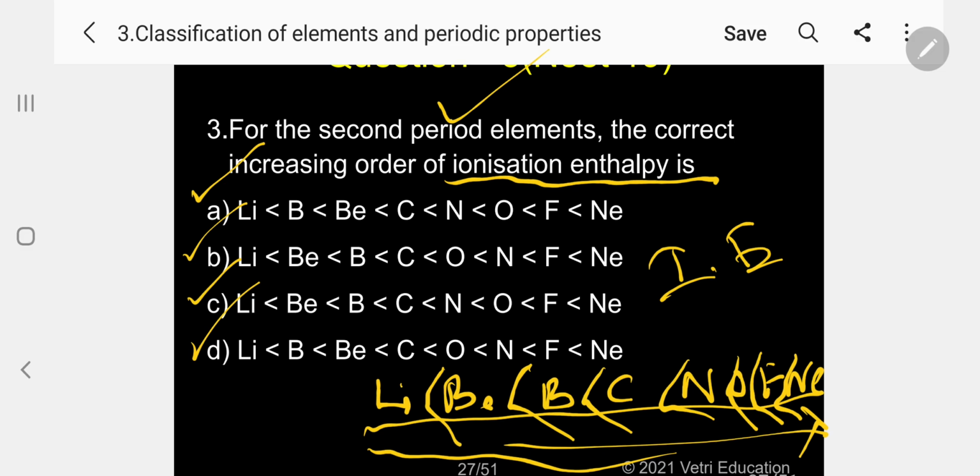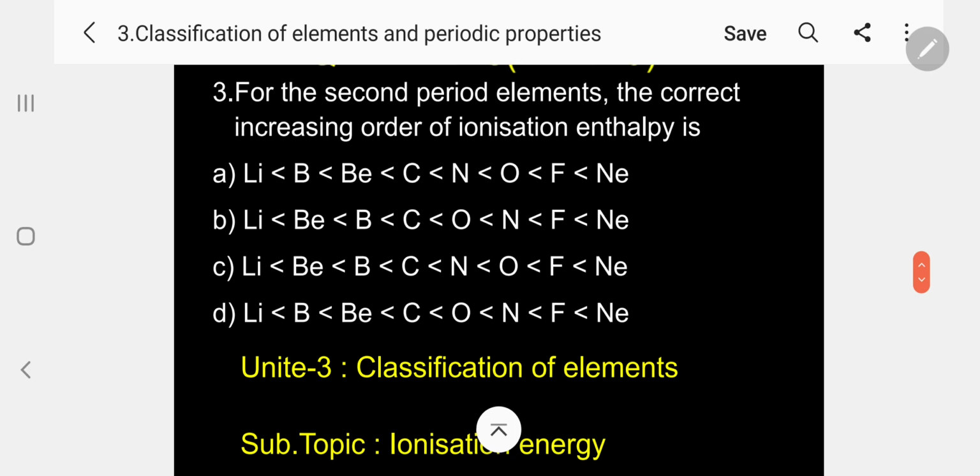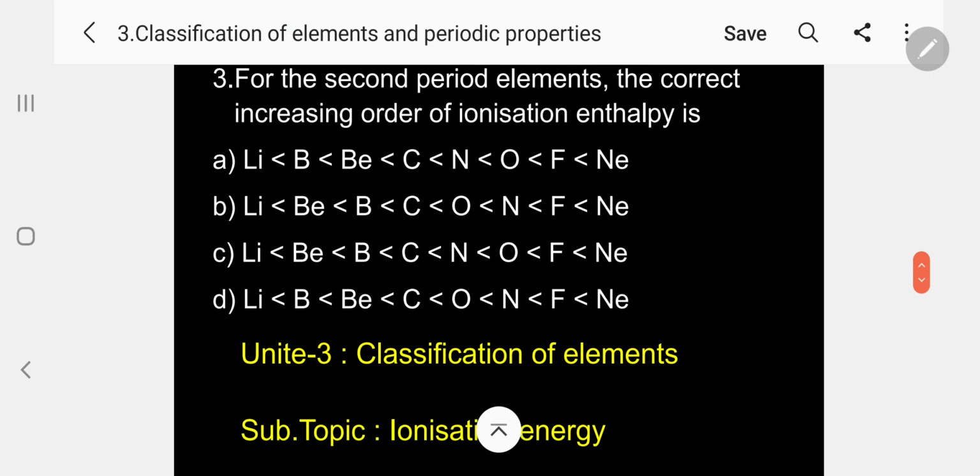But the order is not like that. The real order is different because ionization energy can be measured experimentally. So what is the real order? How to identify? This can be explained theoretically. Kindly follow me first now. Before that, I can give you some information. This is the question asked under the classification of elements and periodicity, and specifically under periodic properties, ionization energy.